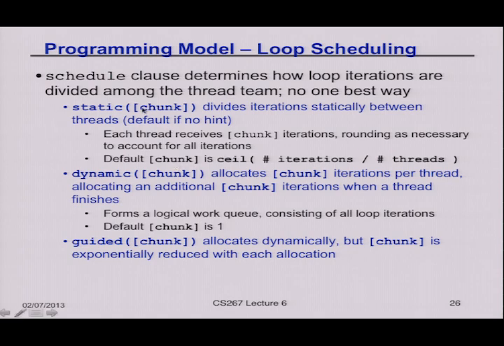And so that means there's a chunk size that's allocated to each processor, and the chunk is simply the number of iterations divided by the number of threads, rounded up. That's the default that you get if there's no hint. But that's not always a good thing to do. It may be that some loop iterations take a lot longer than others, but you still want to have good load balance. So how do you deal with that?